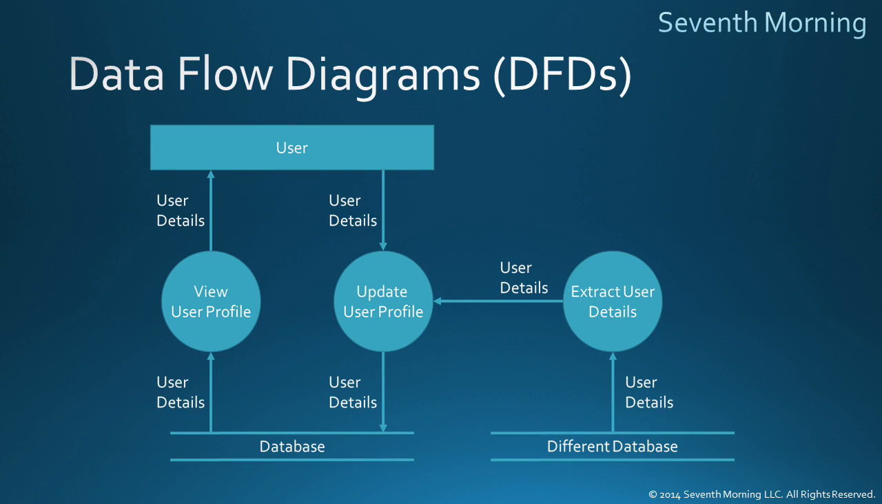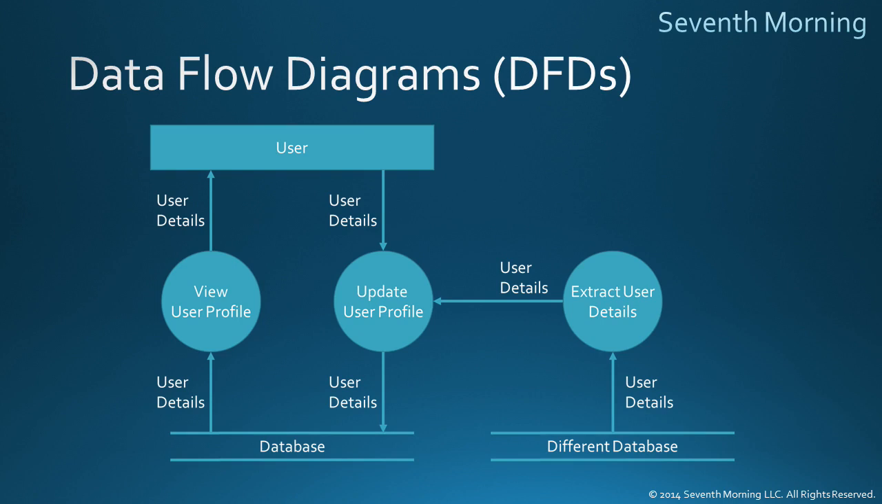All right, so what can we learn from this diagram? Well, let's look at the left process first, view user profile. This process takes data from the database and conveys it to the user. And that makes sense. When you go to a website that you're registered on, you can sometimes choose to view your own user profile. And when that happens, the website gets your user profile information from its database and conveys it to you.